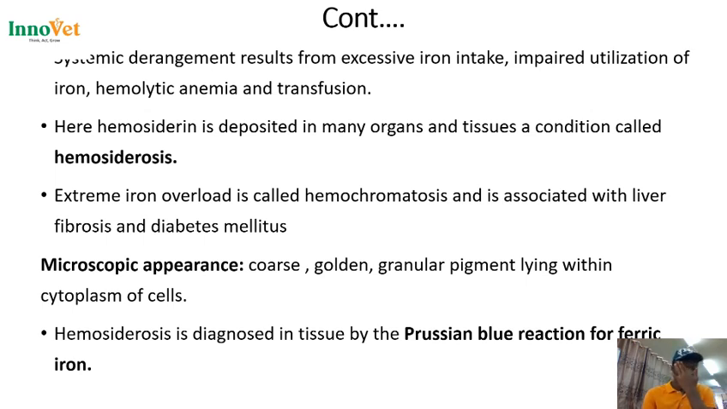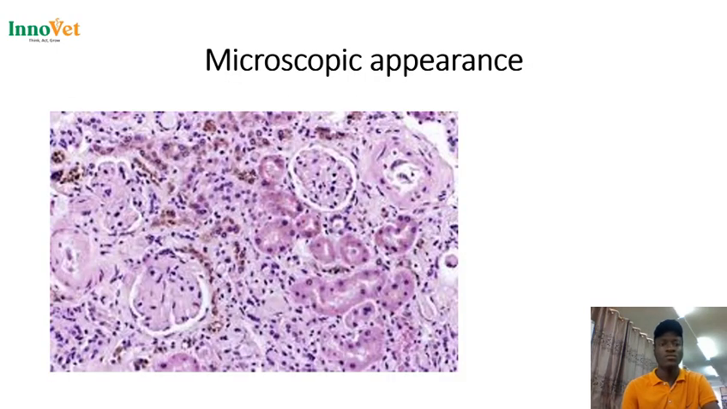So what is the microscopic appearance? You will be seeing coarse golden yellow, or sometimes brown, granular pigments lying within the cytoplasm of cells. Hemosiderosis is diagnosed in the tissues using the Prussian blue reaction due to the ferric ions within this hemosiderin, which stains positively with Prussian blue staining. So this is what we shall be seeing in the microscopic appearance. You can see these brown depositions within cells here and here and here. That is hemosiderin, basically even here.